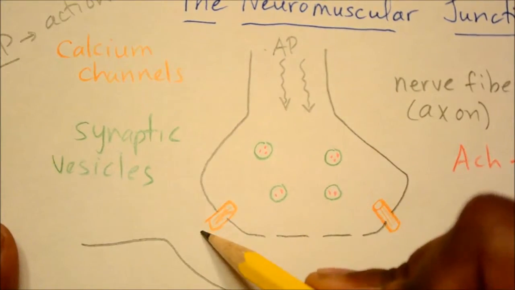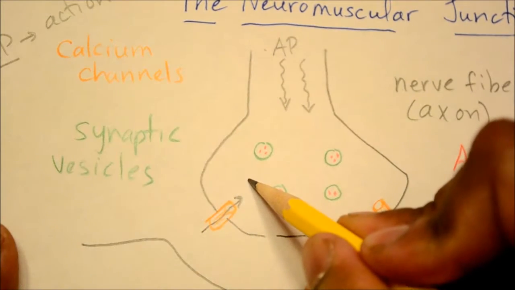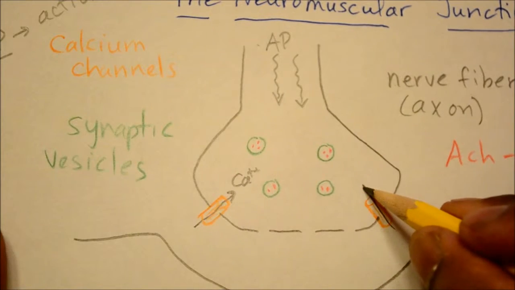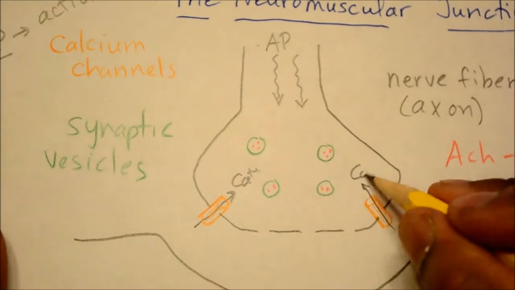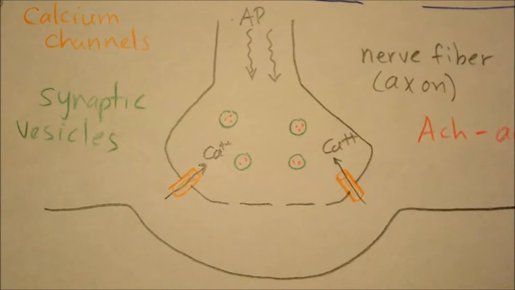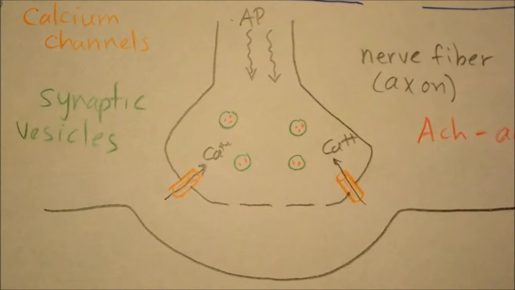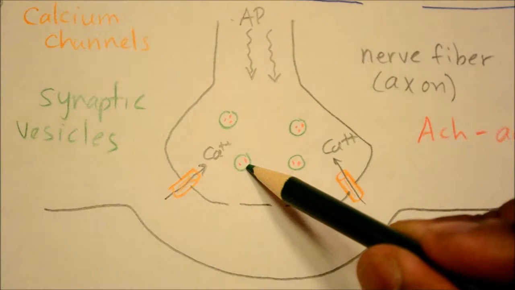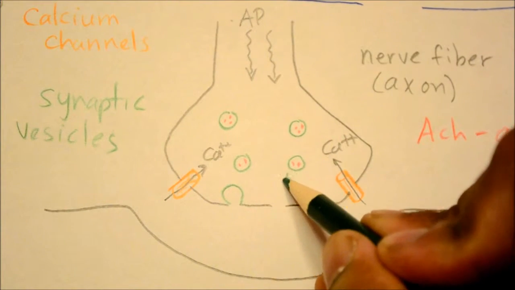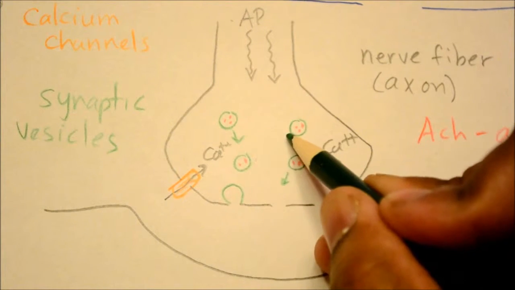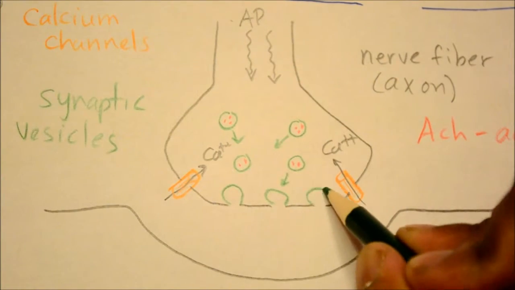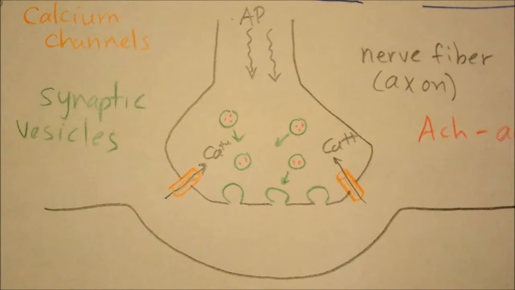So you can see here that the electrical current comes down the nerve. When it comes down the nerve, those little squiggly lines coming down the nerve, it allows calcium channels to open, and calcium enters the nerve fiber, the axon. Once calcium enters the nerve fiber, these little synaptic vesicles move towards the end of the axon.